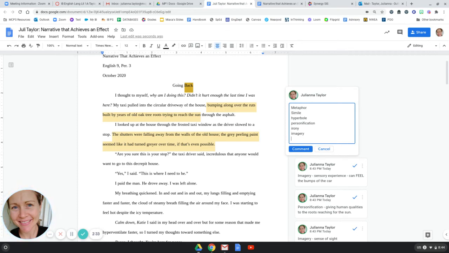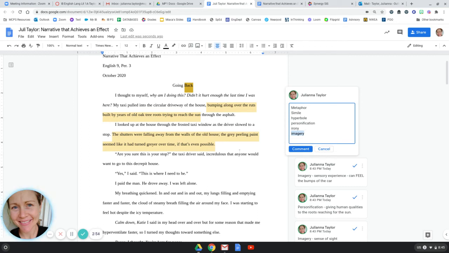Find a place where you can add some imagery. This is the key thing. Imagery is really important because it gives the reader a sensory experience. You let the reader experience the story through their sight, through their ears, through their smell, through their touch. What does it feel like? What does the air feel like? So imagery is extremely important.